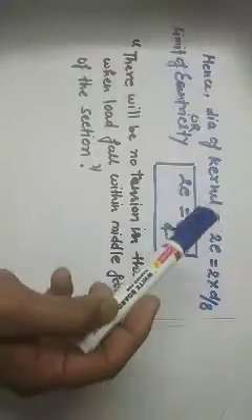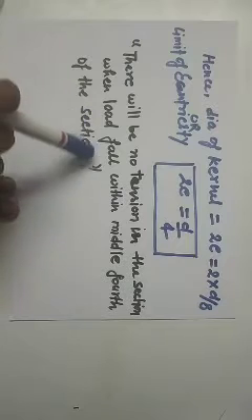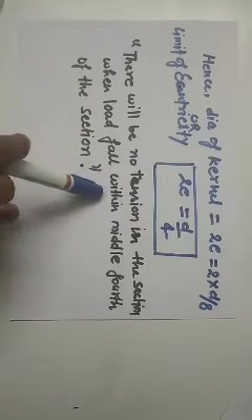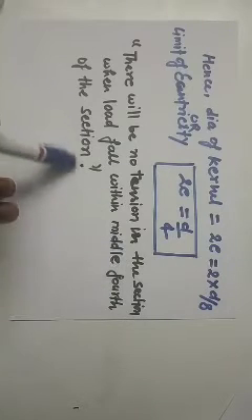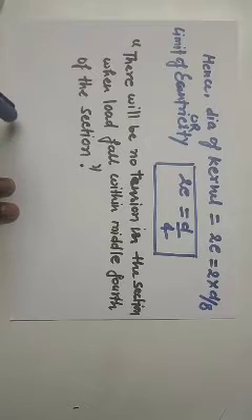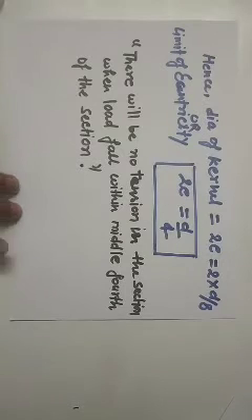So a statement is made here that there will be no tension in the section when the load falls within the middle fourth of the section, right? When the load falls within the middle fourth of the section. That's why this rule is also known as the middle fourth rule, for the condition of no tension in a circular cross section. So this is all about combined bending and torsion.